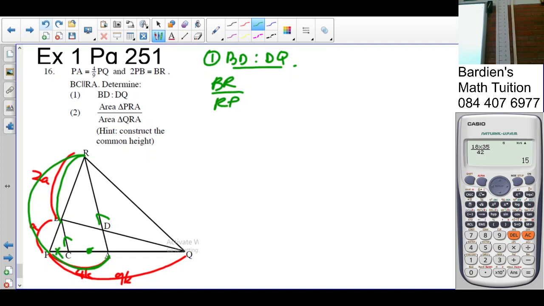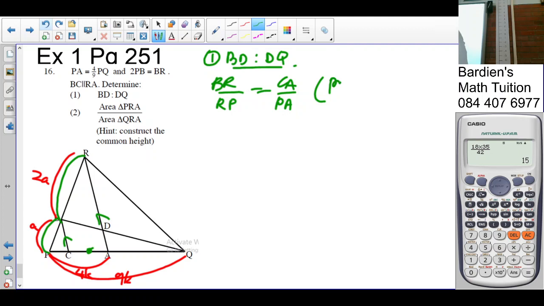You see, if I had PC, then I would have said RP over BP is equal to CA over CP. But working with what we have, that's actually what you're working with. It's going to be BR over BP is equal to CA. No, it isn't. It's going to be BR over RP is equal to CA over PC or PA.